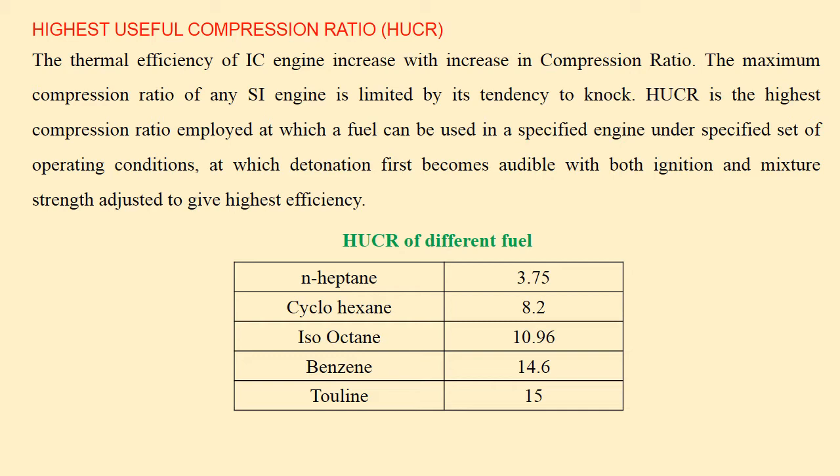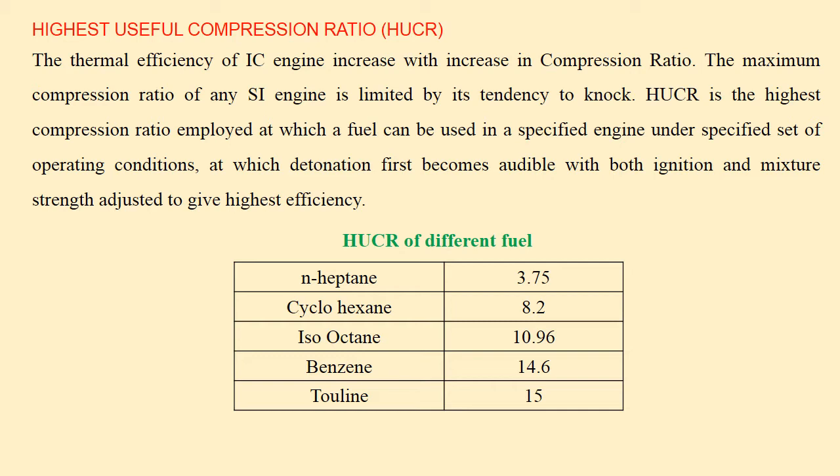So at 3.75 the detonation or knocking becomes audible. That's why 3.75 is its highest useful compression ratio. Beyond 3.75, the engine goes into detonation and it becomes audible noise. It creates noise and abrupt pressure pulses, as we have discussed in knocking, with whatever consequences follow.